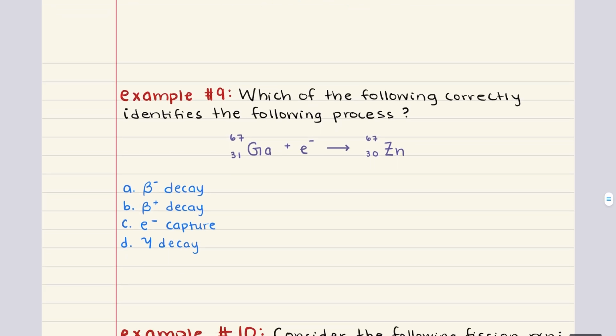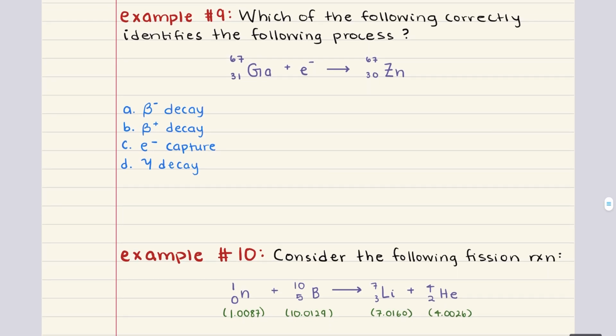Let's do problem 9. Problem 9 says, which of the following correctly identifies the following process? We notice that in the initial state, the gallium nucleus interacts with an electron from its surroundings, and this reaction results in the production of zinc. Now let's look at the atomic number for gallium and zinc. The atomic number for gallium is 31, indicating it has 31 protons. After the reaction, the resulting zinc nucleus has an atomic number of 30, meaning that one of gallium's protons has been converted into a neutron.